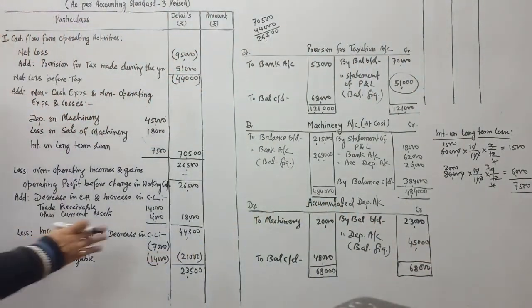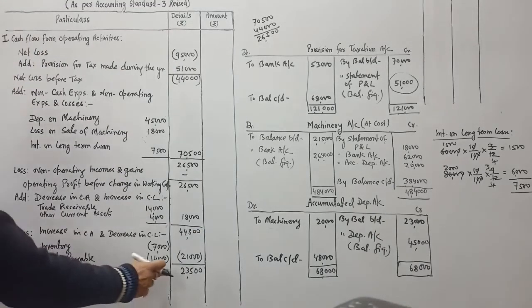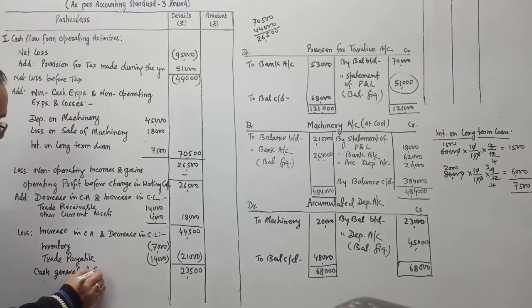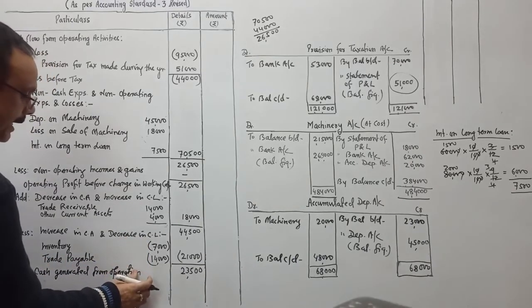So after deduction of this, it is 23,500. This is known as cash generated. Cash generated from operating activities.